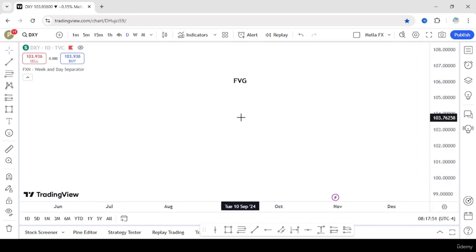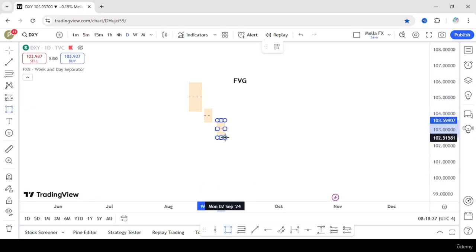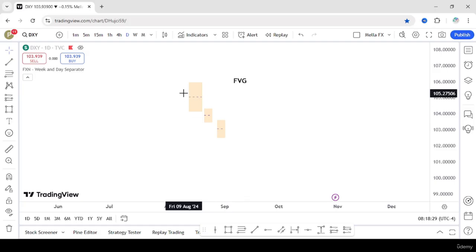In this lesson, we'll be discussing the fair value gap. So, in short, an FVG. A fair value gap is a price inefficiency, or we can also say it's an imbalance. Generally, it's when we have, for example, three candles, and these candles leave a gap, or a price that shows inefficiency.